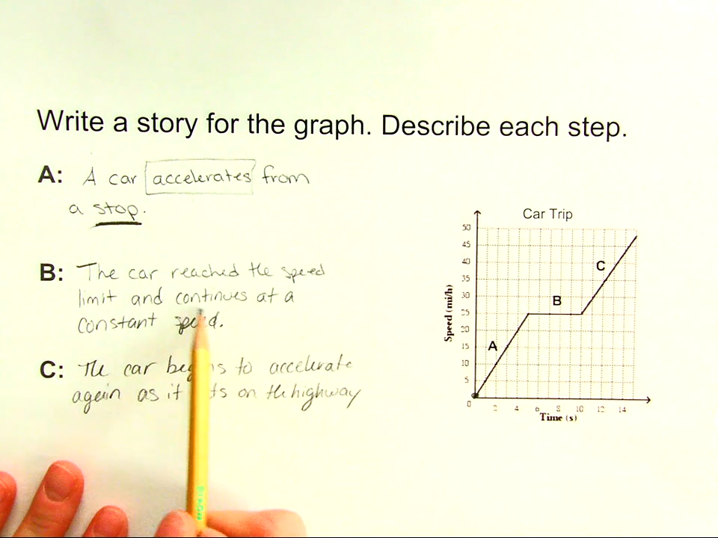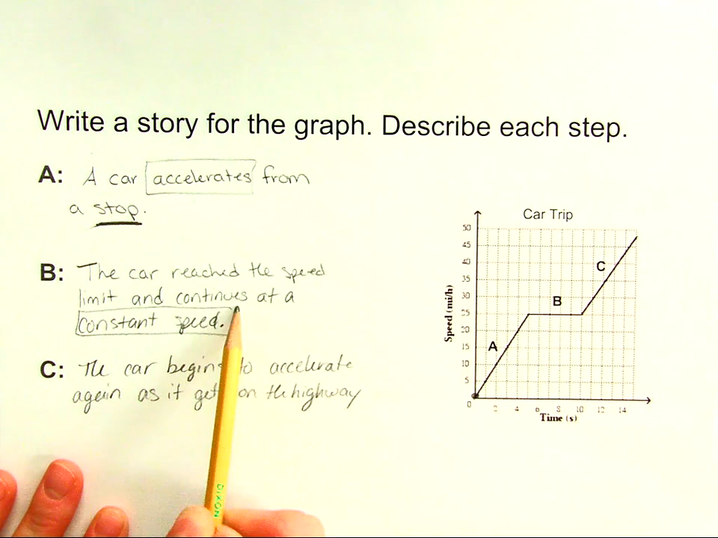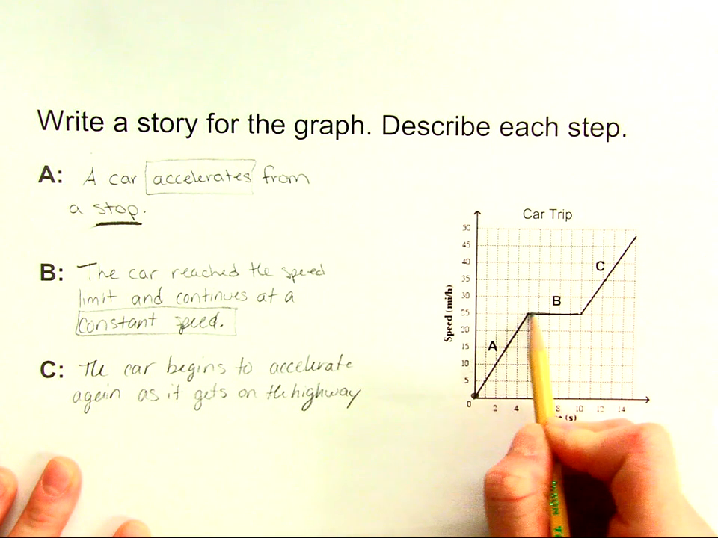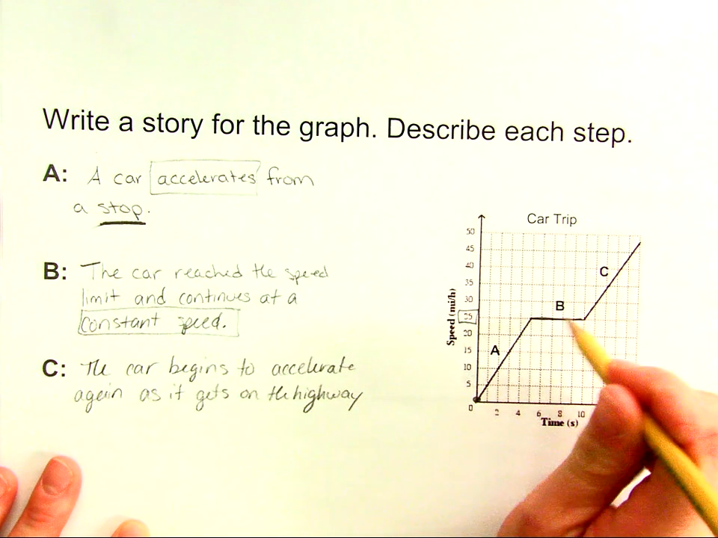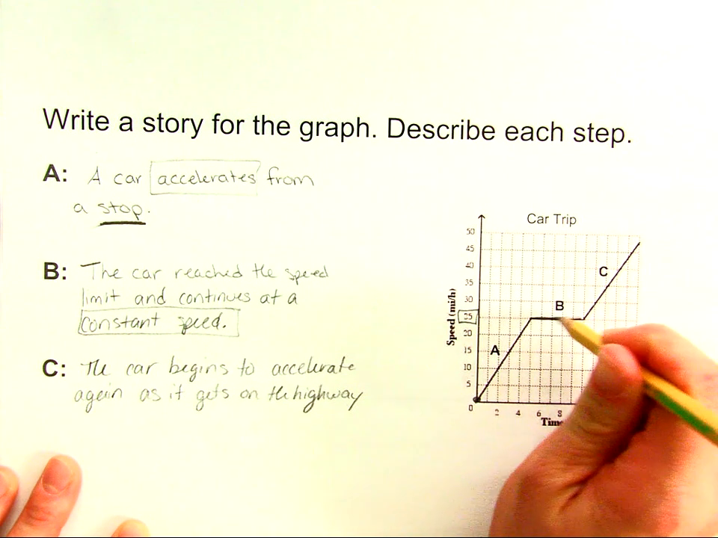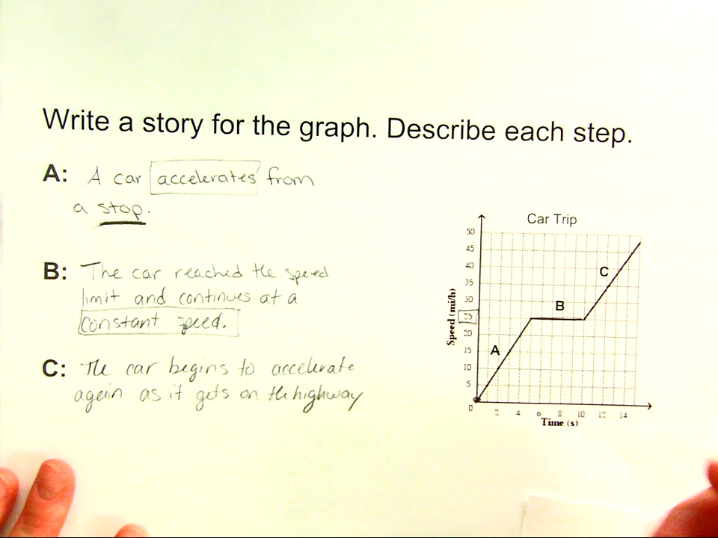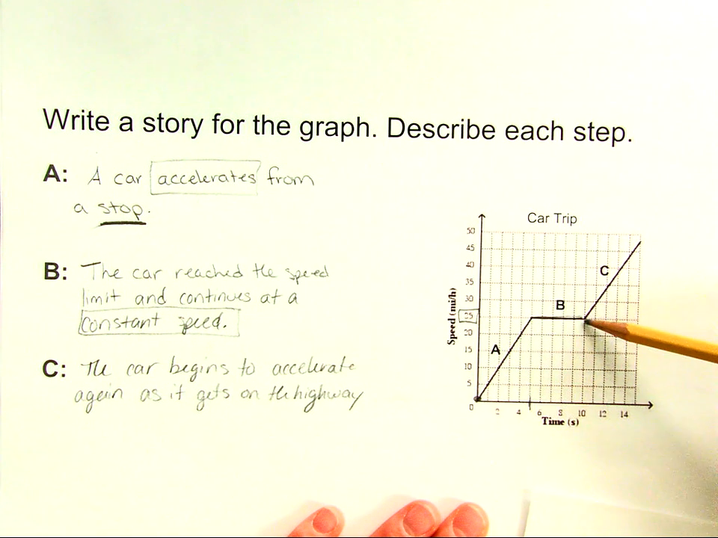Okay, I'm looking at this constant speed, or maybe you talked about the speed limit being 25 miles an hour. Okay, something where you're telling me that we're driving at the same speed, that 25 miles an hour. Okay, if you want to be even more specific, you could tell me how long you guys are driving at that speed.